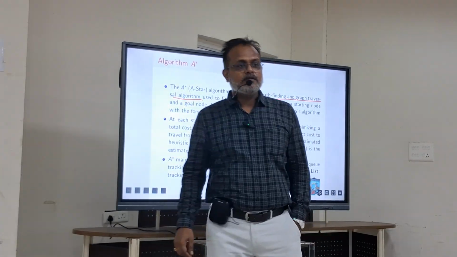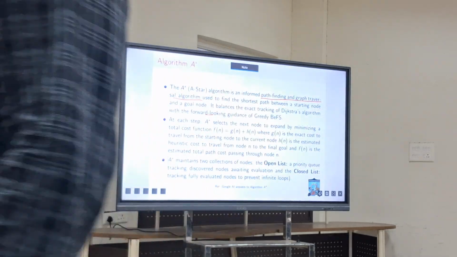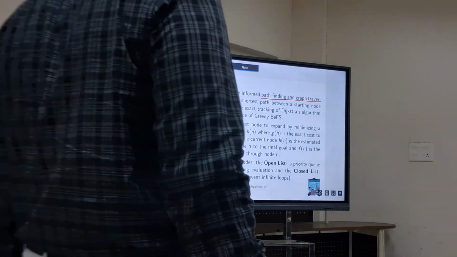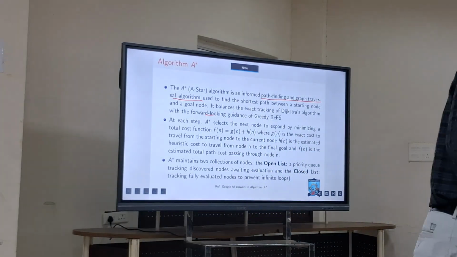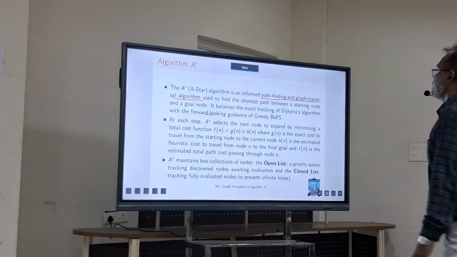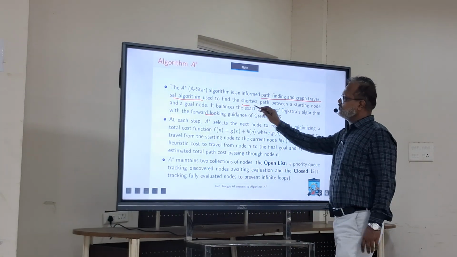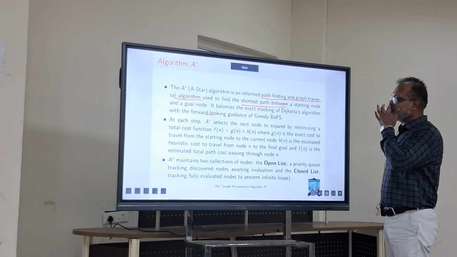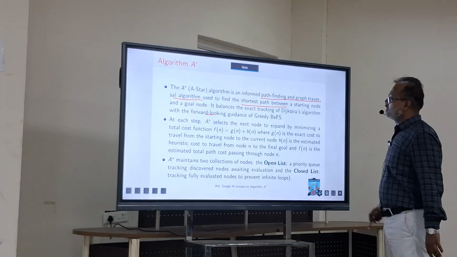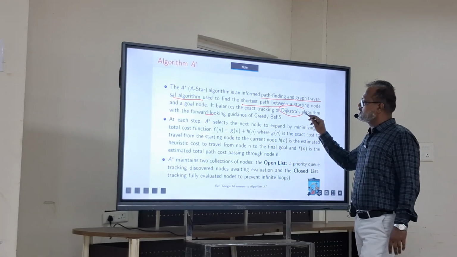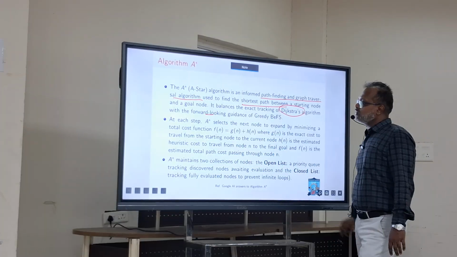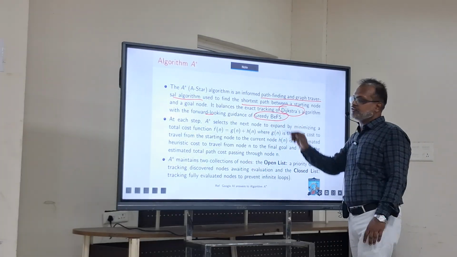So if in the exam a short question is asked, what is the difference between A star and AO star with respect to their applications, then you need to write: A star is for path finding and graph searching, whereas AO star is for AND-OR graphs. It finds the shortest path between the starting node and a goal node. It balances the exact tracking of Dijkstra's algorithm with the forward looking of greedy best first search.